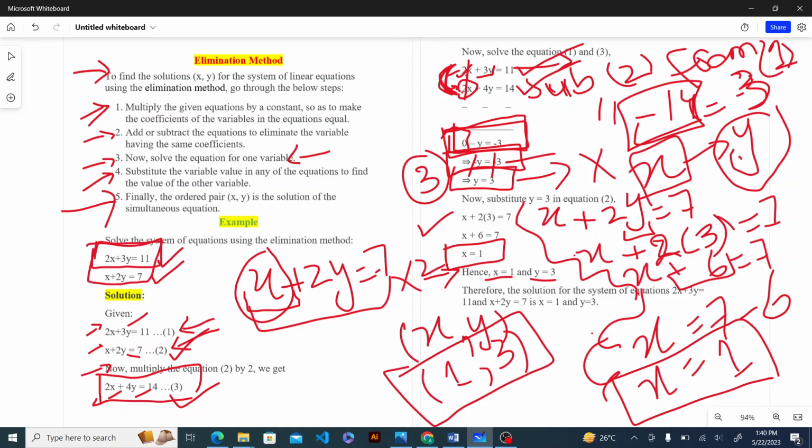So this was our lecture for today. It was the elimination method for solving simultaneous linear equations. I hope you have got the idea.